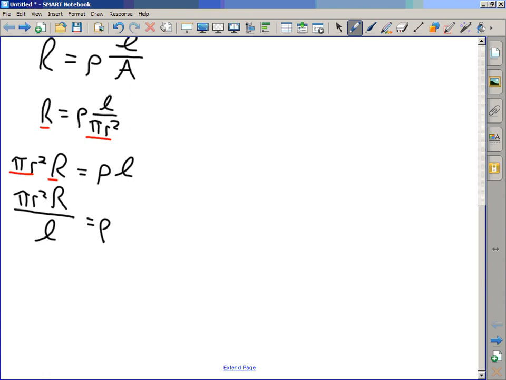Oh, it can be pi big R squared. It can be R pi R squared. It can be whatever order you want, right? Just like 2 times 3 times 3 is the same thing as 3 times 2 times 3, which is 3 times 3. You know, who cares, right?